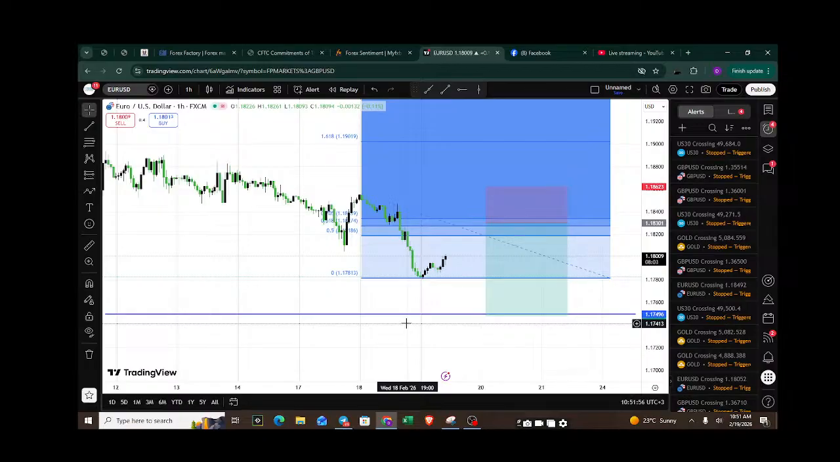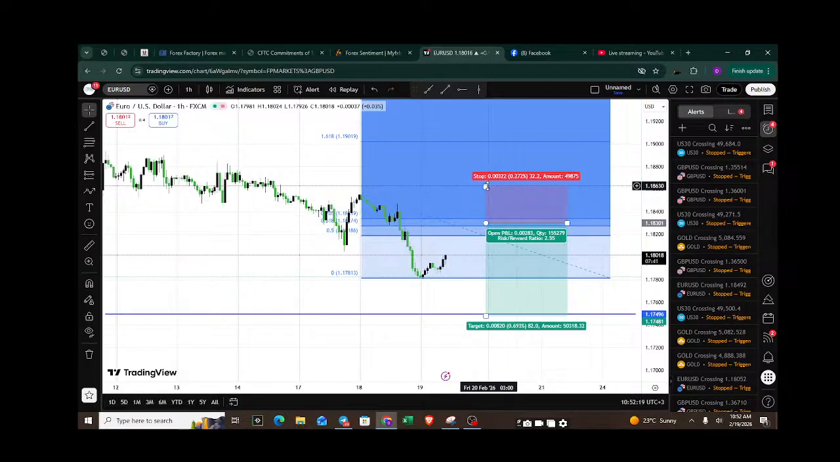So I'm setting a sell limit on Euro USD at 1.183. And then I'm placing my sell limit. Then my stop loss. Where is my stop loss? 1.1863. Then my take profit, 1.1749.